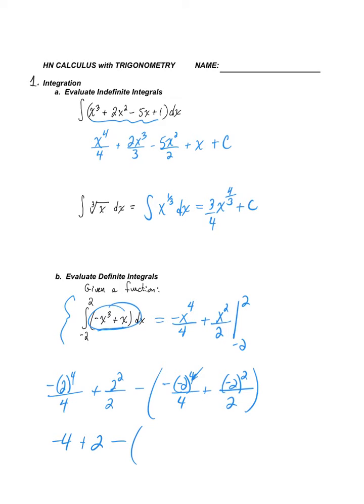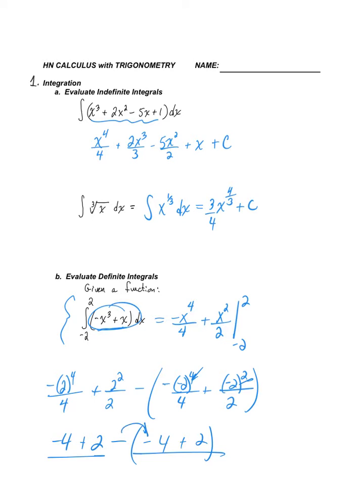This will, of course, be 16. And then will be the opposite of 16 over 4, which is -4. And again, this is going to become 4 over 2, which is 2. And you might recognize that we have -4 plus 2 minus -4 plus 2, which is going to give us a net result of 0.